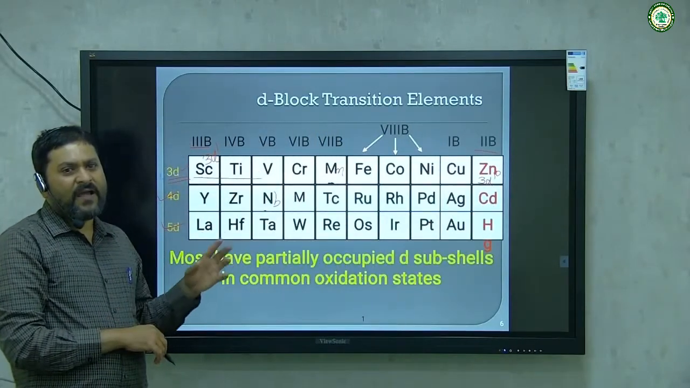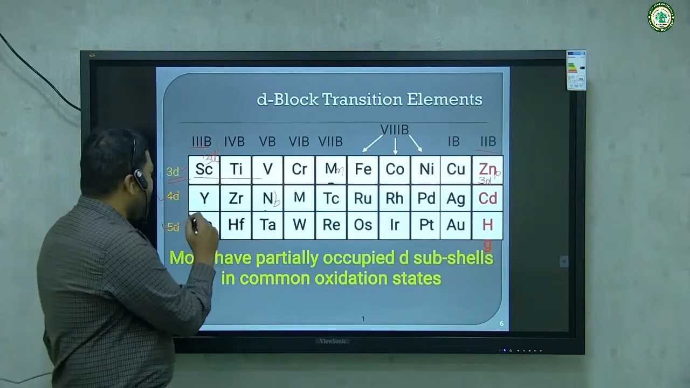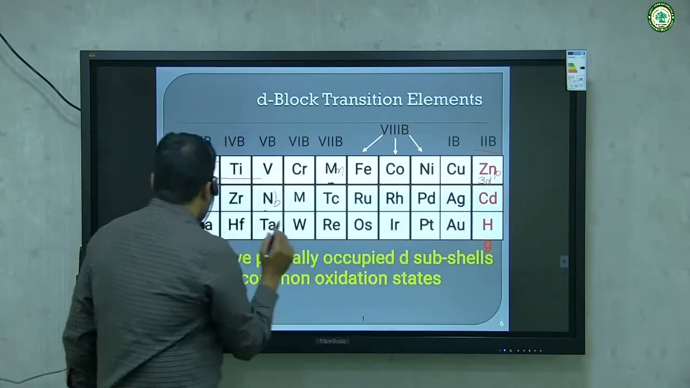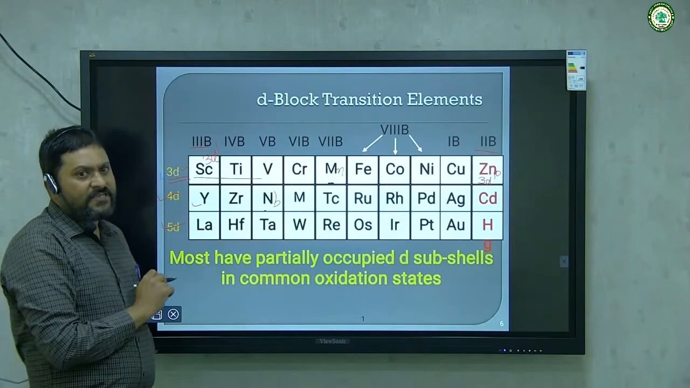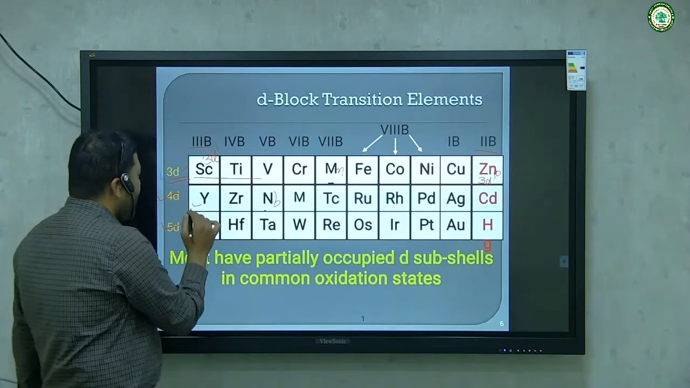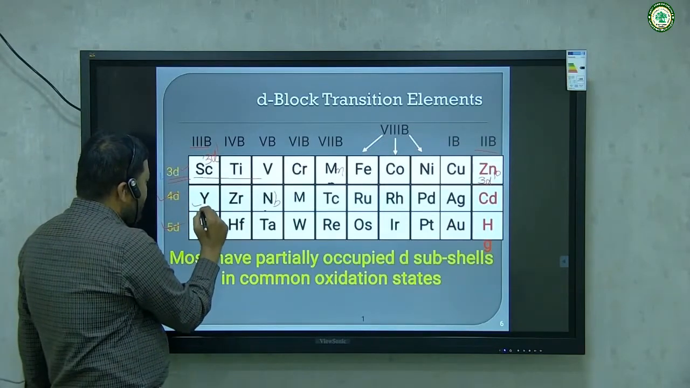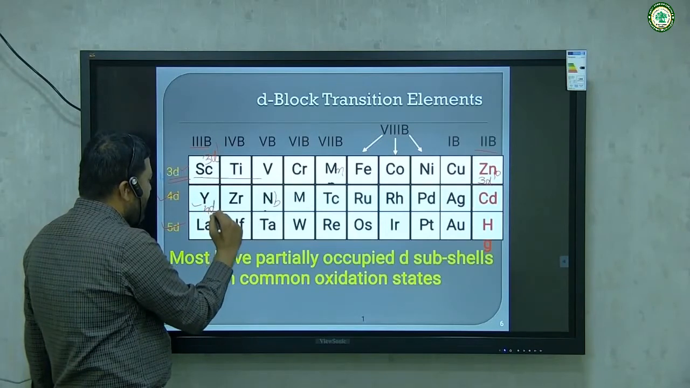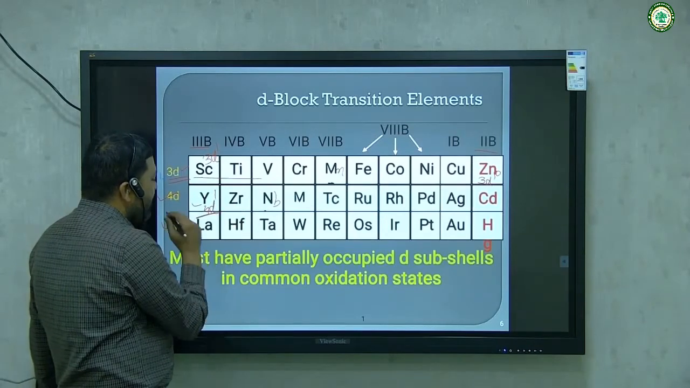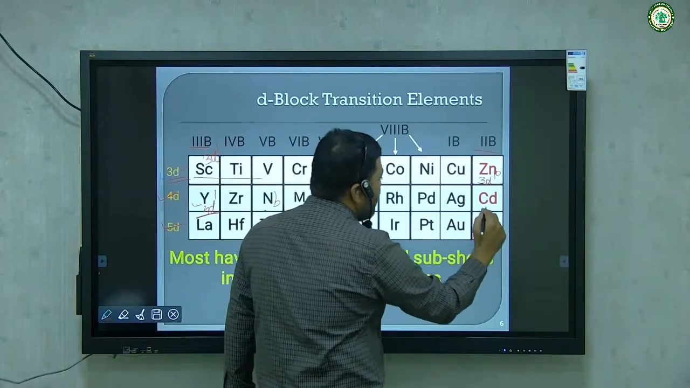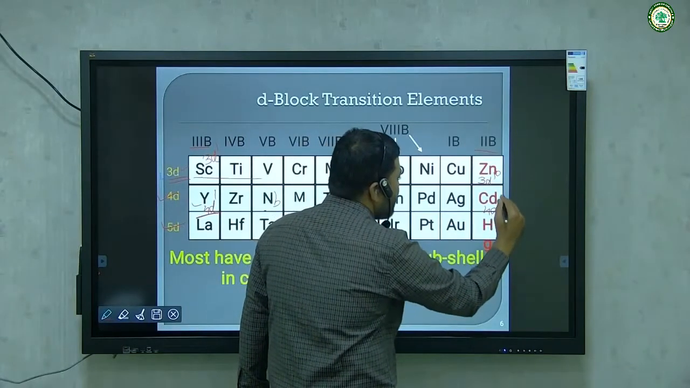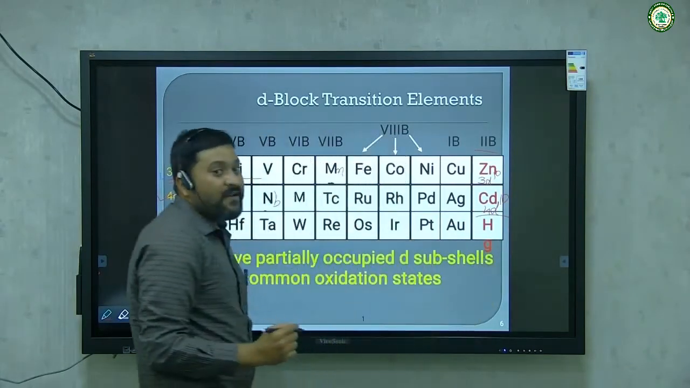We have to remember by using this frame from yttrium to rhodium. While writing the electronic configuration of this 4D series, the electron starts entering the 4D subcell, and in case of cadmium the 4D subcell is completely filled. That thing is very important.